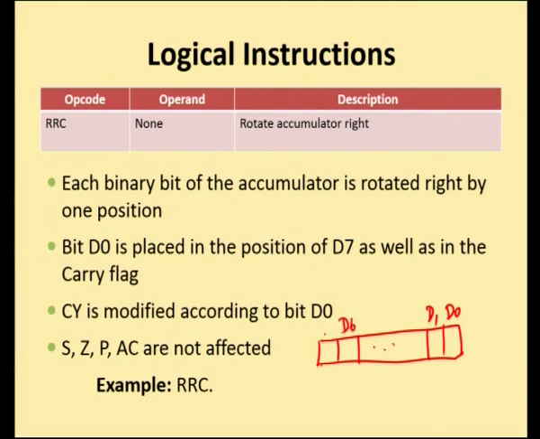The next instruction is RRC, rotate accumulator right. The accumulator content is rotating in the right direction. The accumulator content is an 8-bit content. So, rotate right means the D7 bit position will be shifted to D6, D6 will be shifted to D5. Similarly, D2 is shifted to D1, D1 will be shifted to D0. So, the D0, which is the LSB, will come back to D7. This is a rotate right operation.